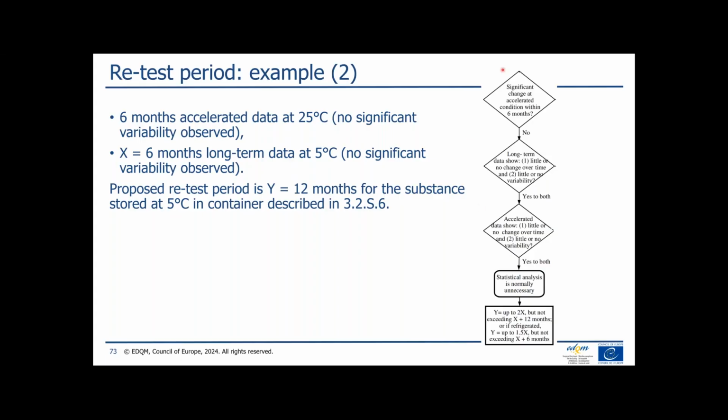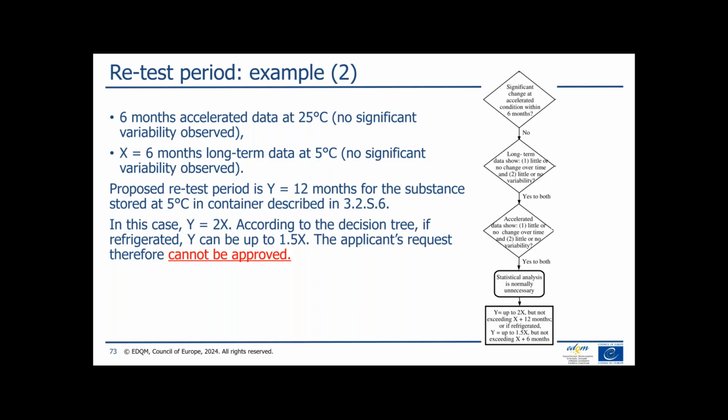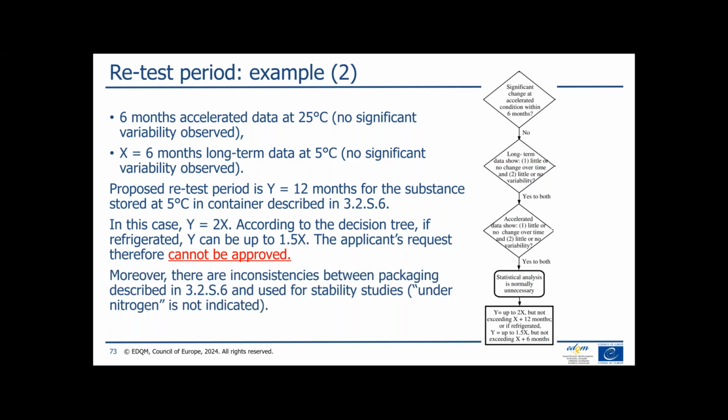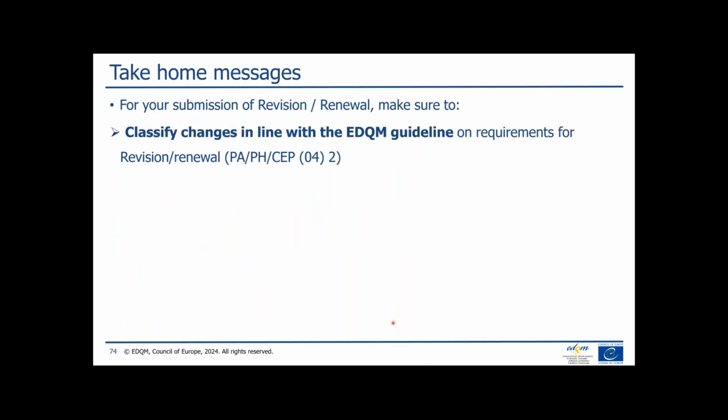And now this is basically an example of how to use this decision tree. And again, voila, a bad example. So please try to avoid it. And this is basically the last slide. Take-home messages for your submission of revision or renewal or a sister file.